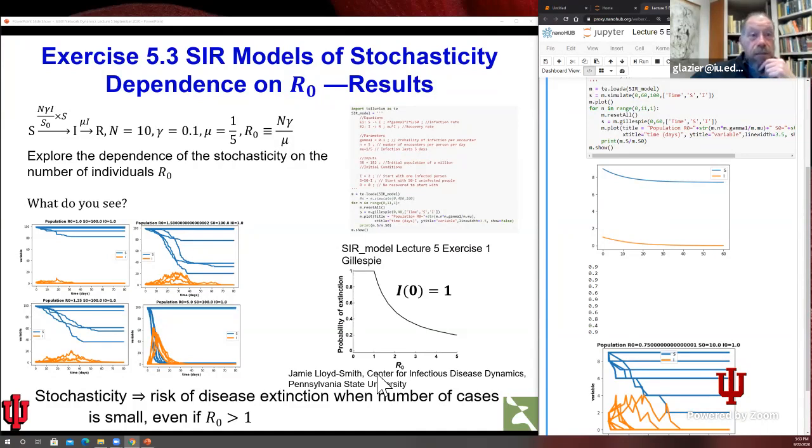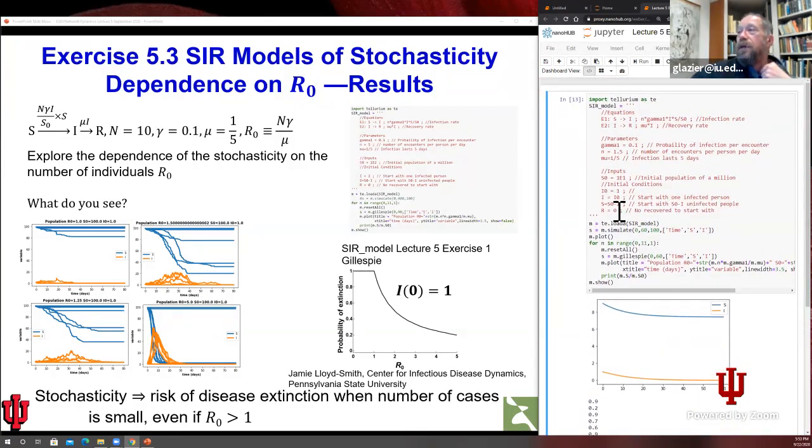They looked at the case where you start out with 1 infected individual, and what was the probability that the epidemic died out, as a function of R naught. In this case, R naught was less than 1. The epidemic always died out. Let's make R naught bigger than 1, much bigger than 1. So let's make N 10 times bigger.